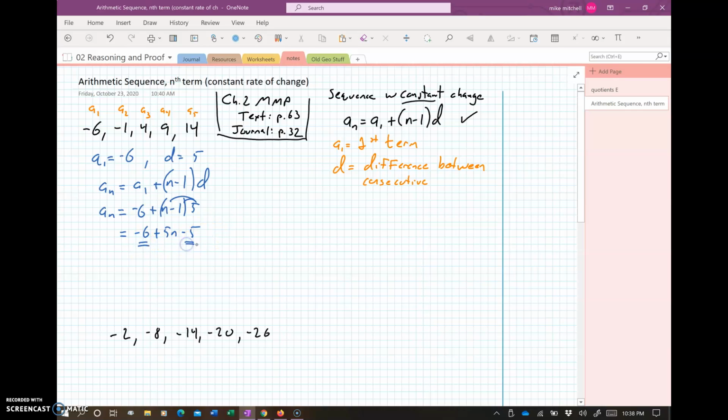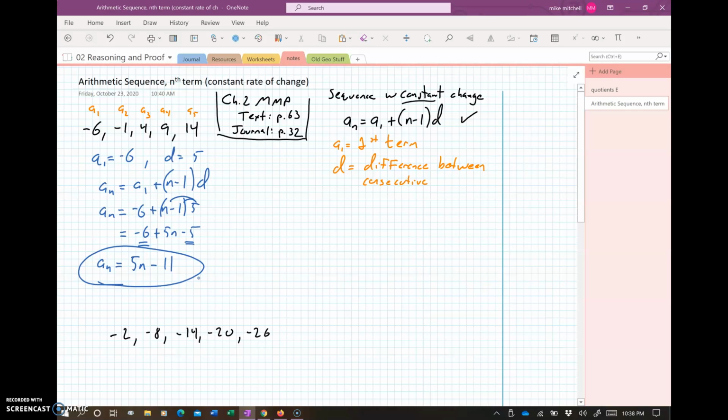I have some like terms here. I put those together. Now you can write this either way. I like to write the variable first, so I'm going to put the 5n first. -6 minus 5. I can either do plus a -11, but I prefer to keep it a little cleaner. I'm just going to put it as -11. And there's our formula for the nth term in the sequence: 5n minus 11.